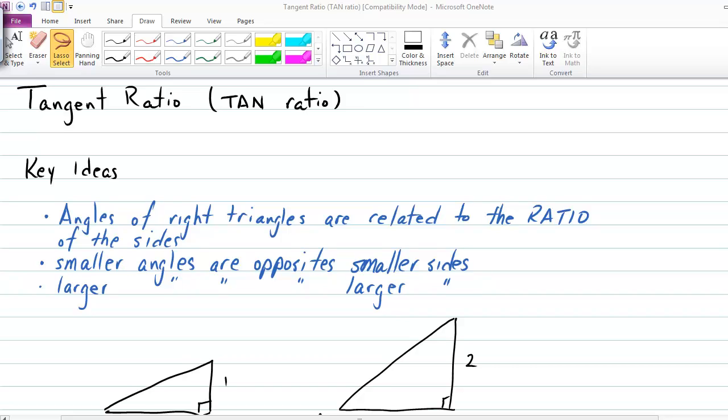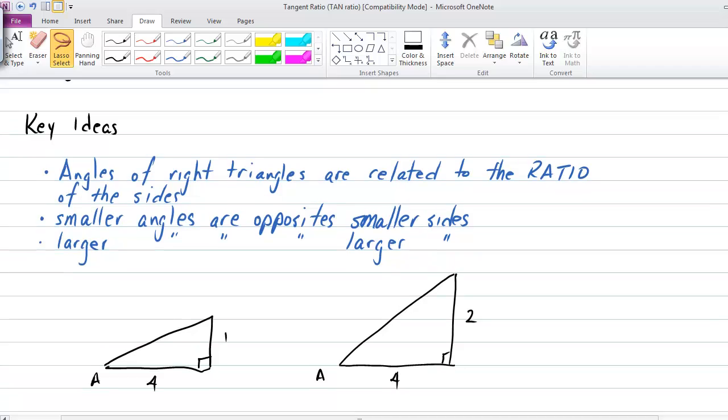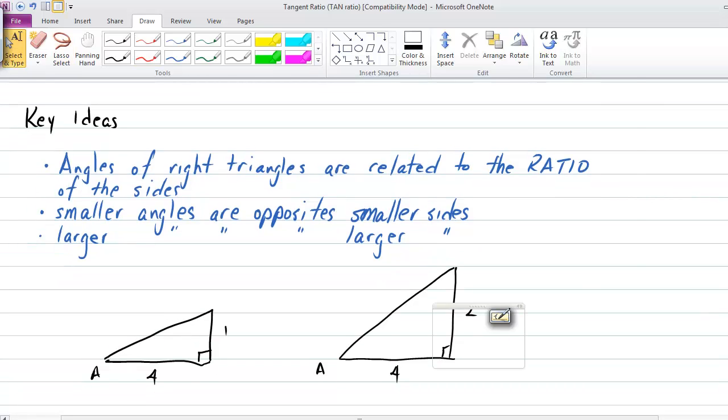What I've written down here are the key ideas from last day, and you might want to pause the video and write these down, but to review what they are: angles of a right triangle are related to the ratio of the sides. So what we discovered is it doesn't matter how big a triangle is, it matters what ratio the sides are in. We also learned something really straightforward but really important, in that smaller angles are opposite smaller sides and larger angles are opposite larger sides.